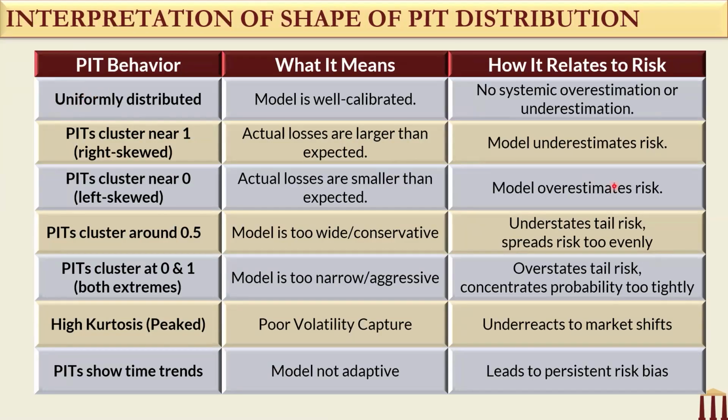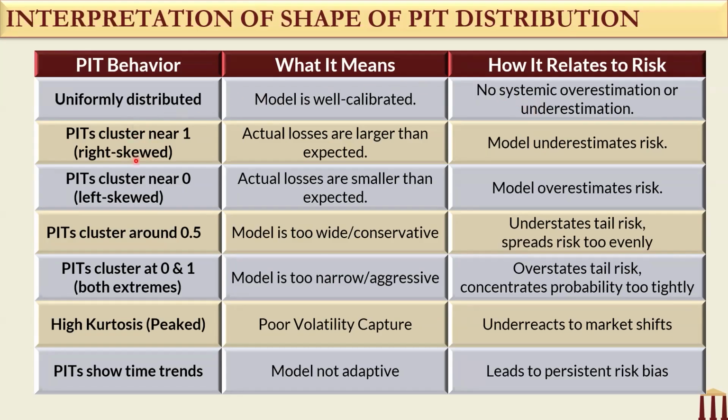Okay, now let's interpret what different shapes of the PIT distribution tell us about our VAR model. If the PIT values are uniformly distributed, that's the gold standard, right? It means your model is very well calibrated. There is no systematic over or underestimation of risk. Losses fall across the predicted distribution just as they should, right?